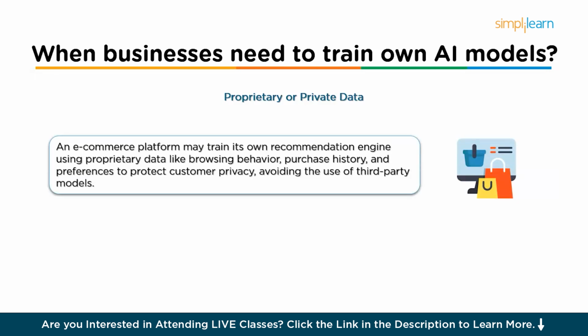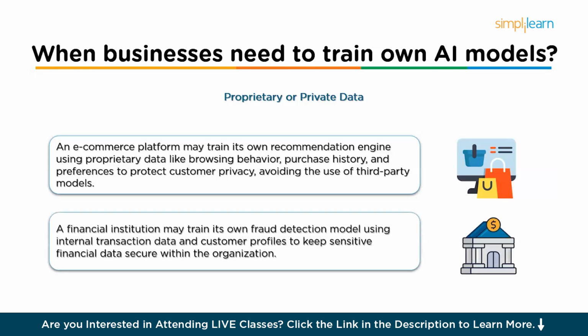So for example, an e-commerce platform may want to build a recommendation engine using data from its own users, such as browsing behavior, purchase history, and preferences. Since this data is proprietary, using third-party models may expose private customer information, prompting the business to train its own model. Next, for example, a financial institution might want to develop fraud detection algorithms using internal transaction data, customer profiles, and historical fraud patterns. So by training their own AI models, they can ensure that sensitive financial data remains within the organization.